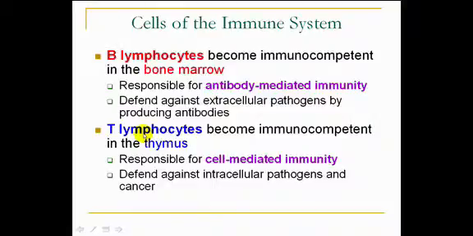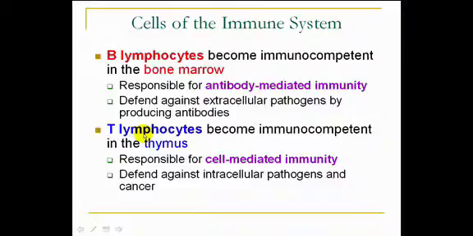So B lymphocytes, they become immunocompetent. They get their ability to initiate an immune response in the bone marrow. So they get made in the bone marrow and they become immunocompetent in the bone marrow. Now B lymphocytes are responsible for the antibody-mediated immunity. So they're going to be responsible for the production of antibodies. Now antibodies are proteins that are made by B lymphocytes, and they travel in the blood and they bind to extracellular pathogens. So extracellular pathogens are things that are outside of your cells, such as bacteria, which is usually your most common extracellular pathogen.